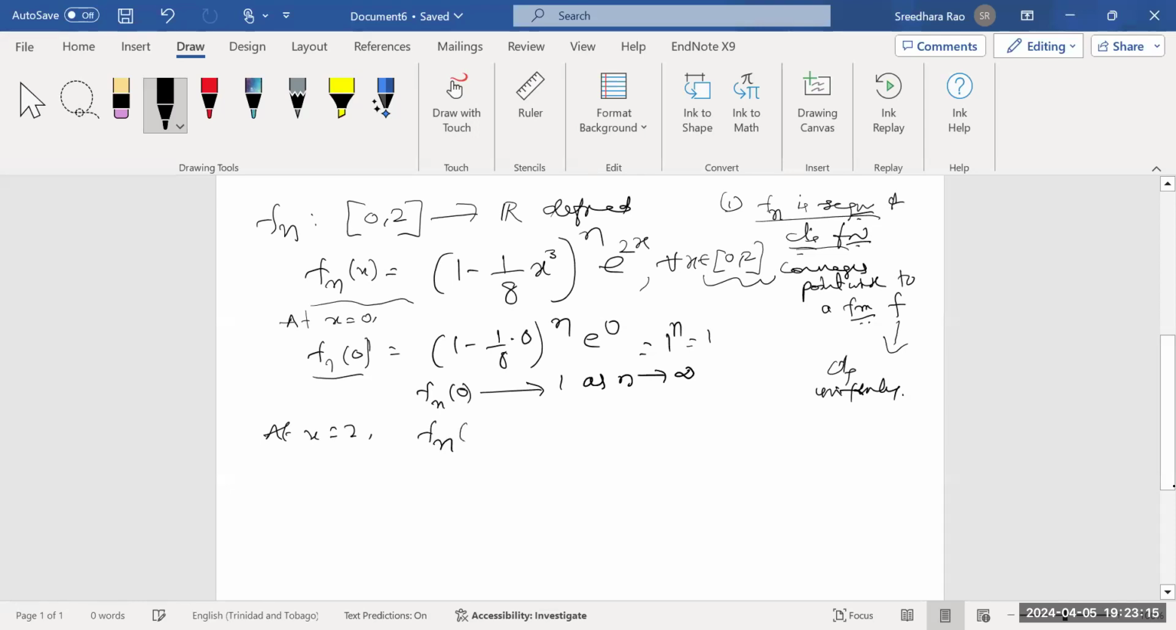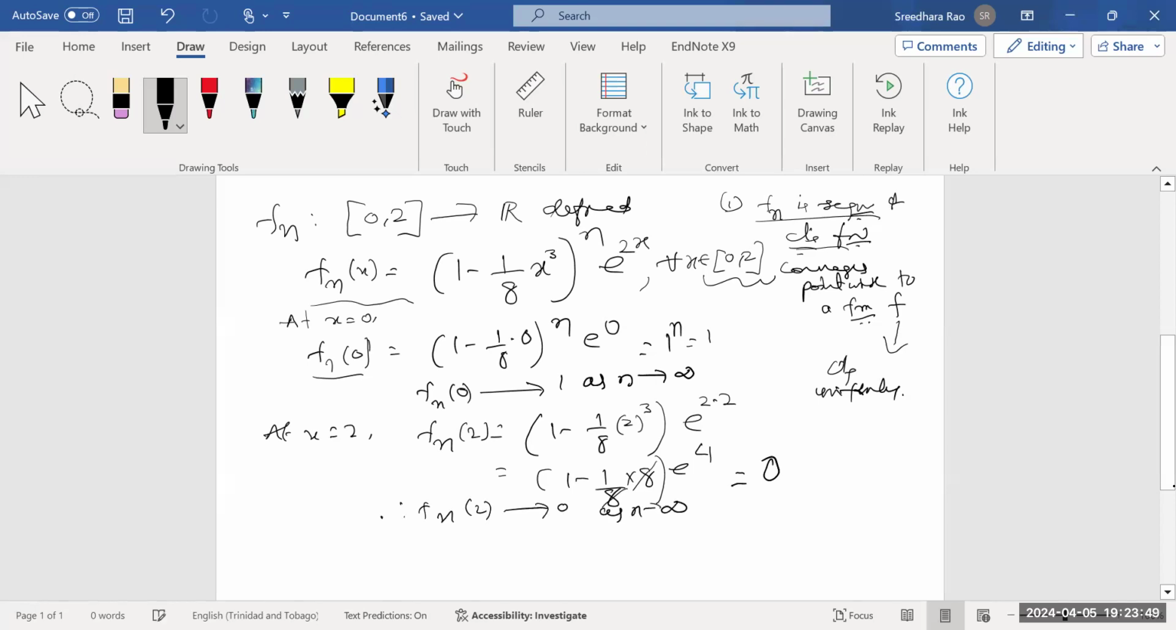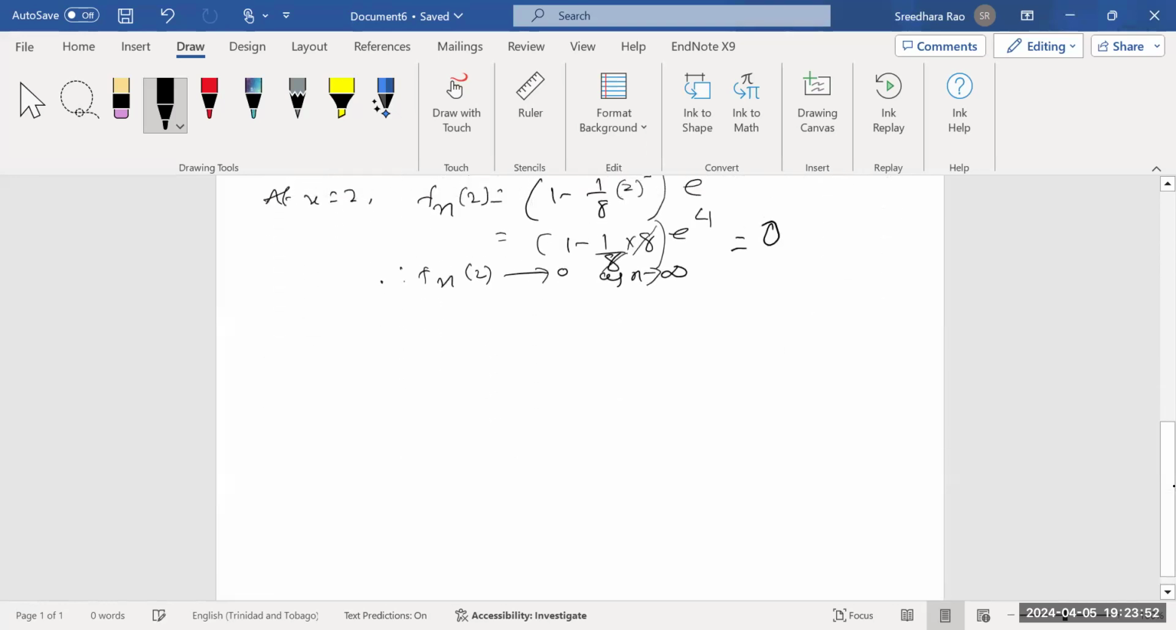So what about at x equals 2? We have to calculate Fn of 2, which is (1 minus 1 by 8 times 2 cube) to the power of n times e to the power of 2 times 2. That is 1 minus 8 by 8, which is 0, so the whole thing is 0 times e to the power of 4, which equals 0. Therefore, Fn of 2 tends to 0 as n tends to infinity, right?